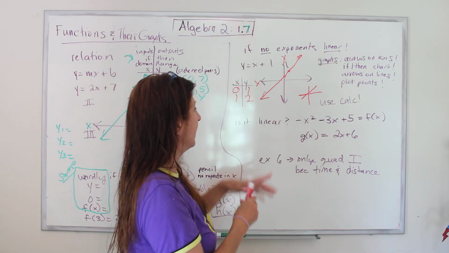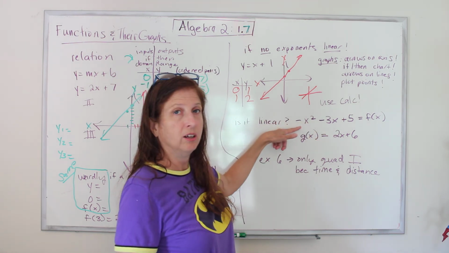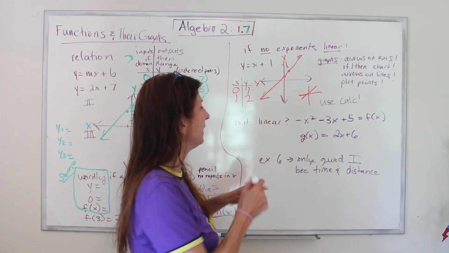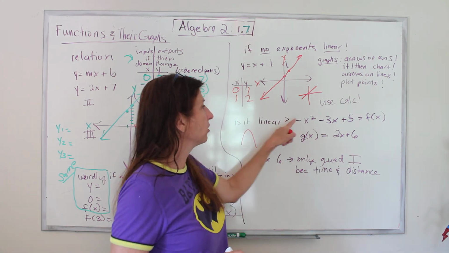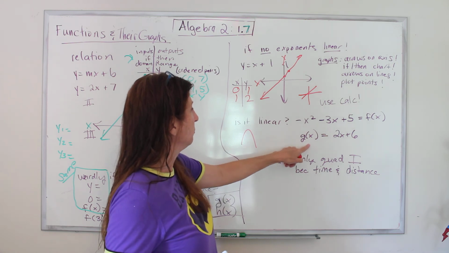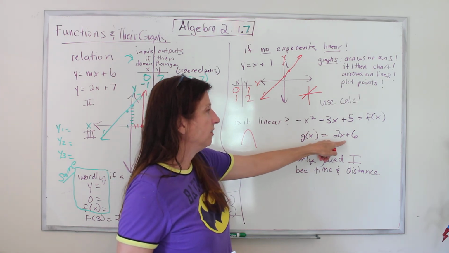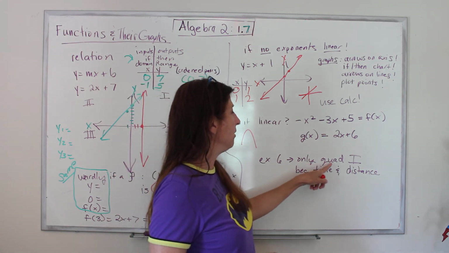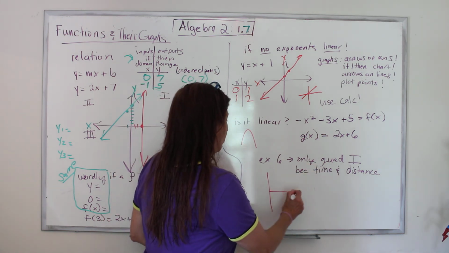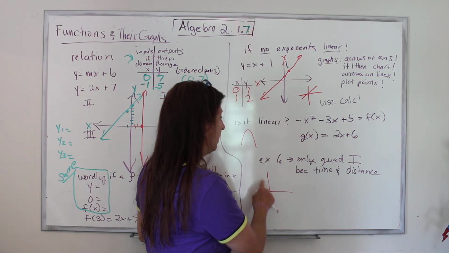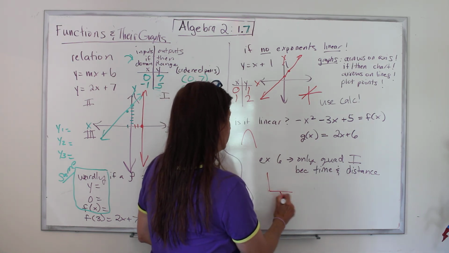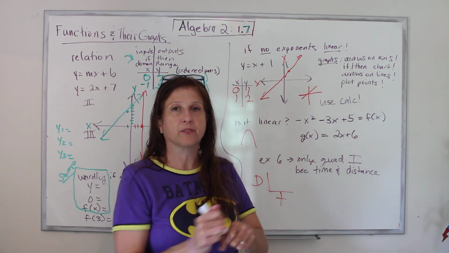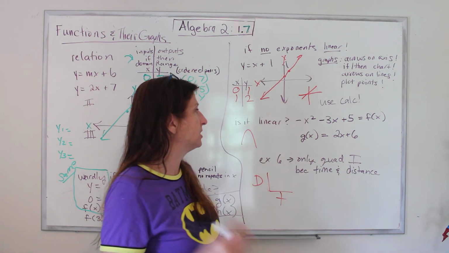We're not cheating. Okay, how about this one? Is it linear? No. Do you see that squared? That's a parabola. See the negative? It's a parabola going down. You're going to learn how to do that later. Is this one linear? Yes. No exponents. Example 6 in your book, notice they only graph the first quadrant here because it's time and distance, and time and distance are both always positive. No negative time, no time machine.